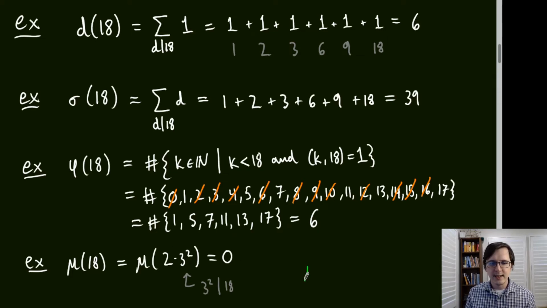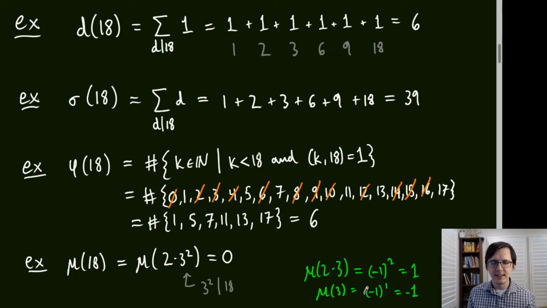If it were instead like 2 times 3, so 6, mu of 6, this would be minus 1 squared, because they're 2 primes, so that would be 1, for example. Or mu of 3 is minus 1 to the 1, which is minus 1, because there's just 1 prime factor, no squares. And just a tip for clarity, 3 to the 3, that would be 0. It doesn't have to be a square, it just has to have a square prime that divides it, then that's 0.